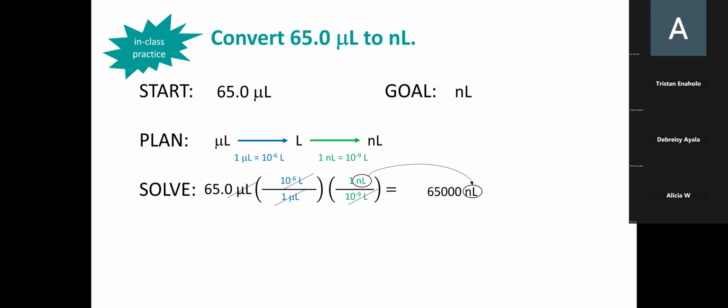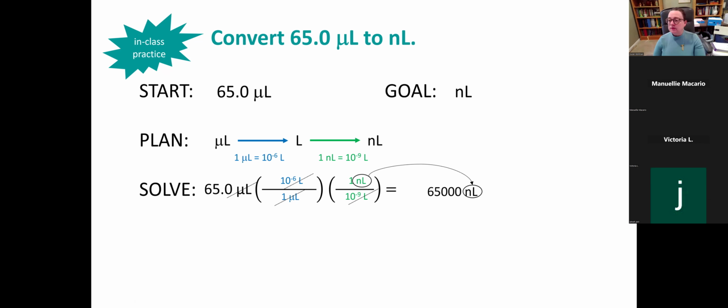So we end up with nanoliters. Your calculator should give you a result that looks sort of like this, 65,000 nanoliters. How did we do? Good. But again, that's what our calculator gave us. You've got to put your brain back on and think about significant figures.